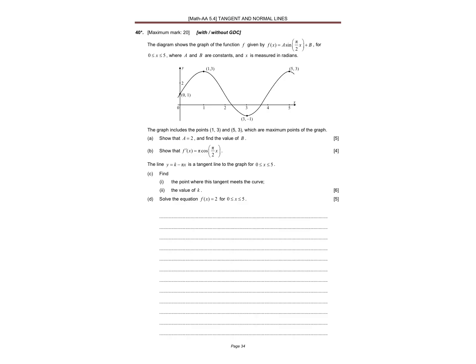Okay. The diagram shows the graph of a function given by that. The graph includes points (1, 3) and (5, 3), which are max points on the graph. Show that A is 2. Well, they give us (3, -1) as well, which is a minimum.